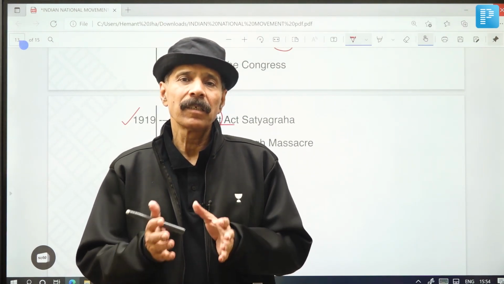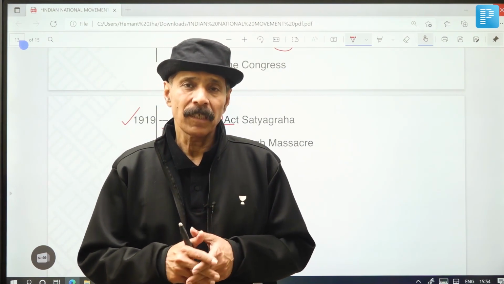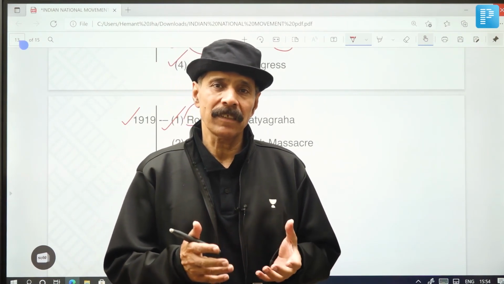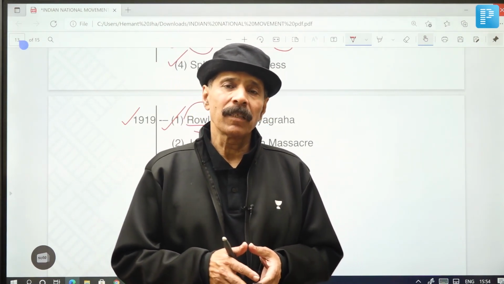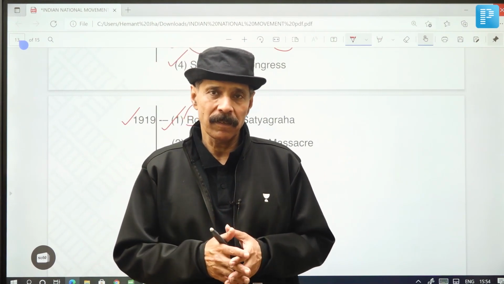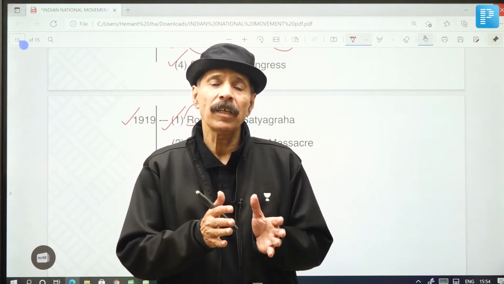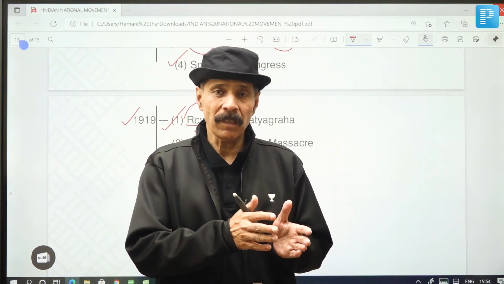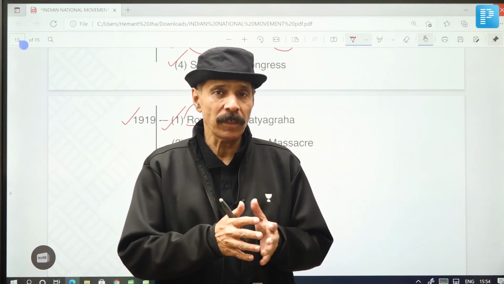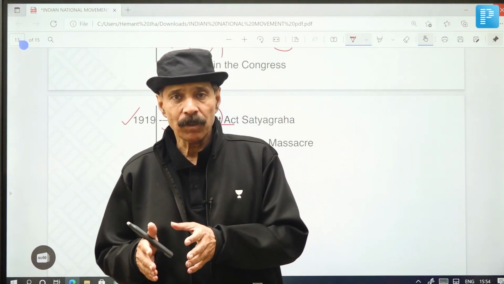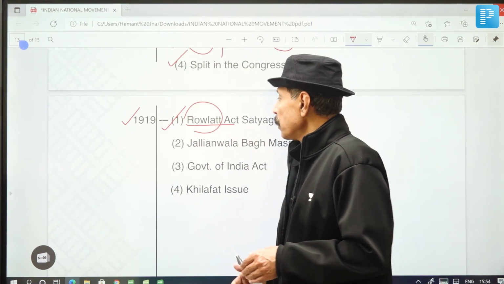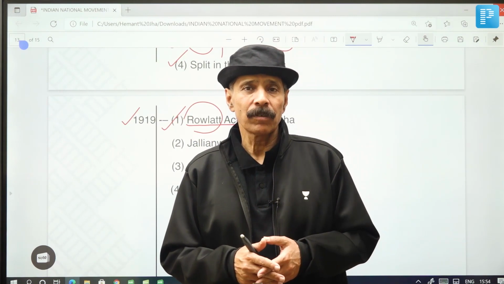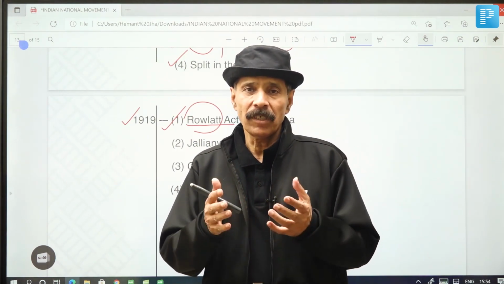Mahatma Gandhi opposed this and started countrywide satyagraha known as Rowlatt Act Satyagraha. This was Mahatma Gandhi's first All India Satyagraha and fourth in row. So Gandhi's first Satyagraha was Champaran, then Ahmedabad, then Kheda. These three were local Satyagraha. And the fourth Satyagraha was Rowlatt Act Satyagraha, that was All India Satyagraha. Mahatma Gandhi launched India-wide demonstrations and protest.